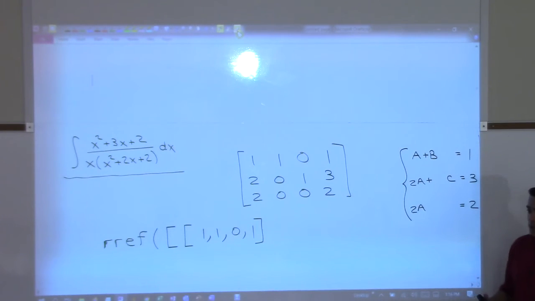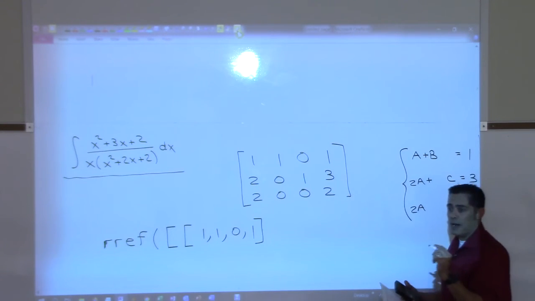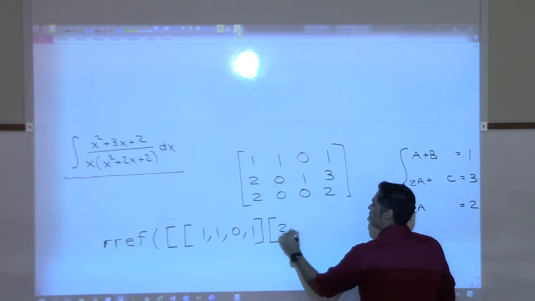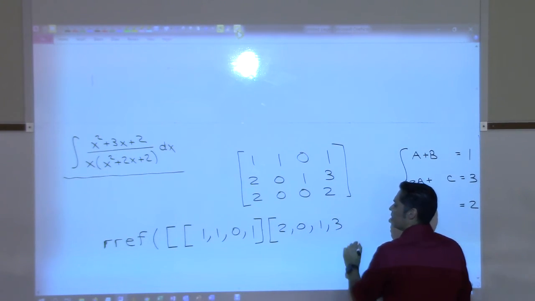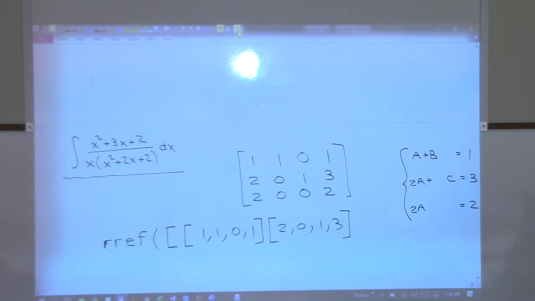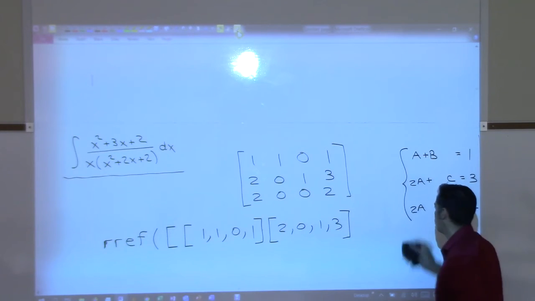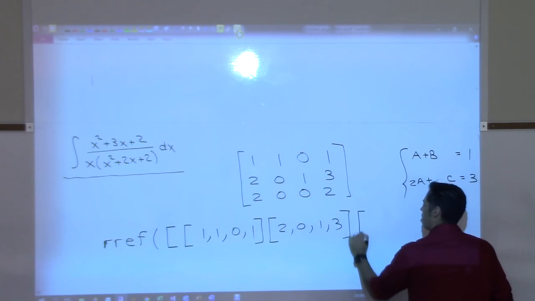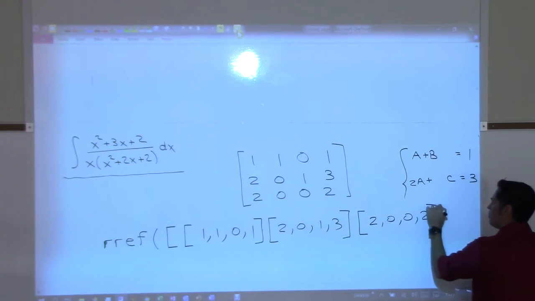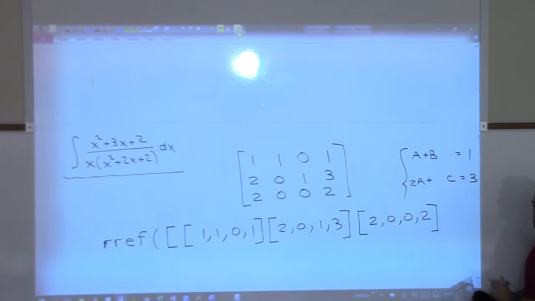You have to put the commas between the numbers. Now there's no comma before the next bracket. So the next bracket means I'm going to start the second row, 2, comma, 0, comma, 1, comma, 3. Close it, that's your second row. And then you're going to do your third row, right? So open bracket, 2, comma, 0, comma, 0, comma, 2. Close bracket, that ends your third row. Now you end the matrix, and then you end the function with the parenthesis.